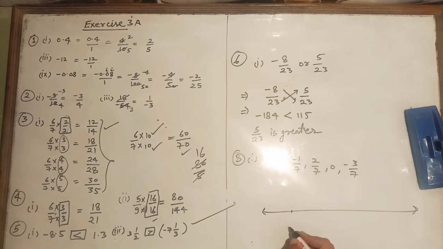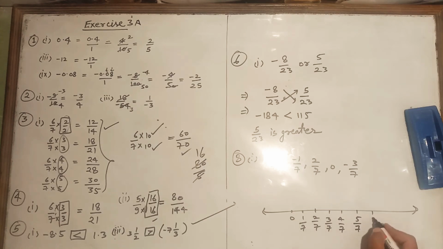0 upon 7 means 0 only. 1 upon 7 will be here. Here will be 2 upon 7, 3 upon 7, 4 upon 7, 5 upon 7, 6 upon 7. Here also minus 1 upon 7 it will be, minus 2 upon 7, and minus 3 upon 7. Then 6 upon 7, and here will be 7 upon 7, which will be equal to 1.